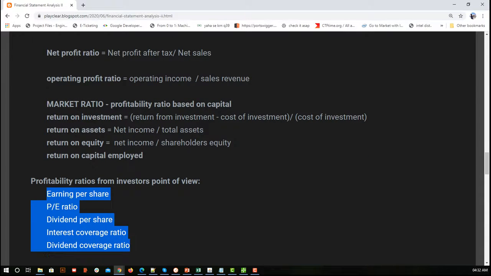Now these are some of the ratios which need to be calculated from the investors' point of view. Earnings per share: I have already shown an example, I'll give you an example one more time. Suppose the profit is 10 rupees. Out of that, the company says 2 rupees I am going to keep aside for the company's growth, and 8 rupees I am going to give to my shareholders.